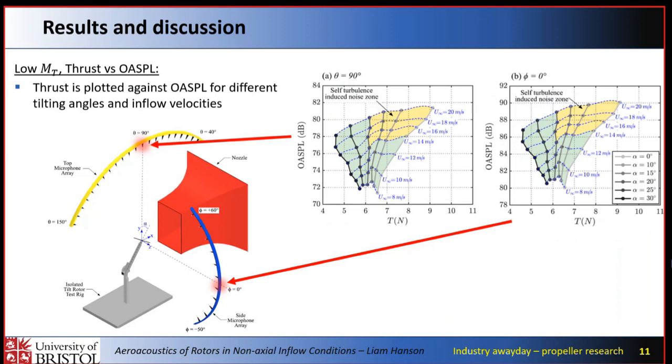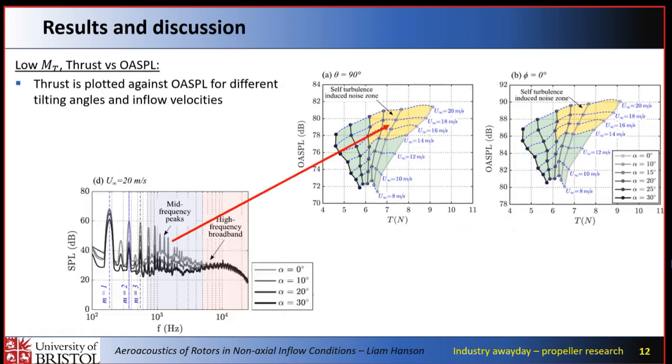This is a summary plot. We've got thrust plotted against overall sound pressure level. This summarizes a test matrix for one RPM. We've got inflow velocities plotted against thrust for different tilting angles. The key area to focus on is this top yellow region, which we've labeled the turbulence-induced noise zone. That's where we expect, in the upstream portion of the rotor, wake structures being shed and then re-ingested in the back end of the propeller disc. So that's around the edgewise flight region where you're seeing that notable noise increase.